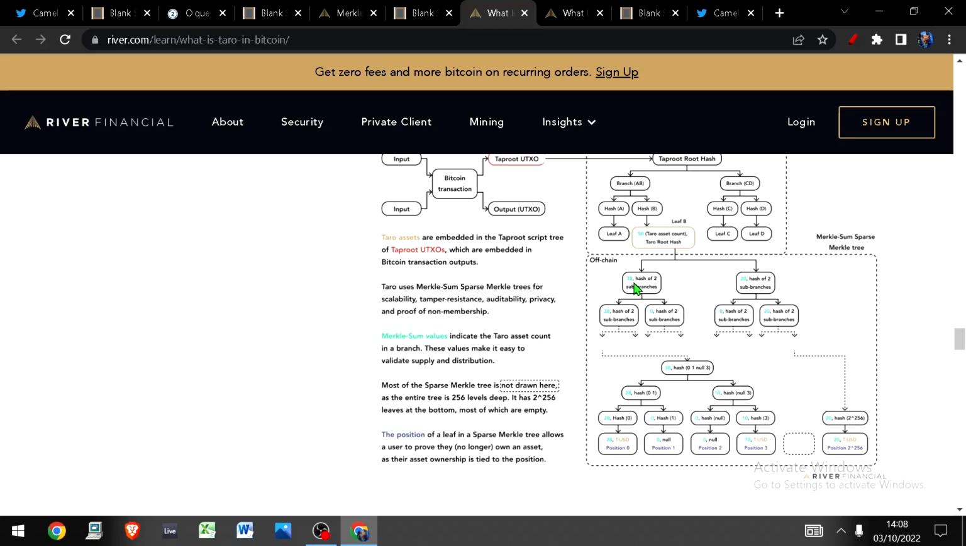The Merkle sum values in the green here indicate the TARO asset count in the branch, and these values make it easy to validate the supply and distribution. Most of the sparse Merkle tree is not drawn here, as the entire tree is 256 levels deep. It has 2 to the 256 leaves at the bottom, most of which are empty. The position of the leaves, which is in the blue here, in a sparse Merkle tree allows a user to prove they no longer own an asset, as their asset ownership is tied to that position.